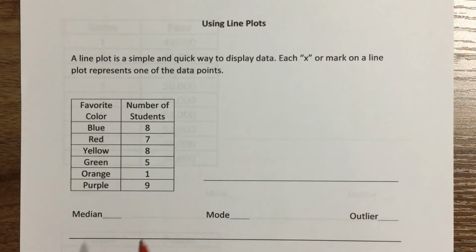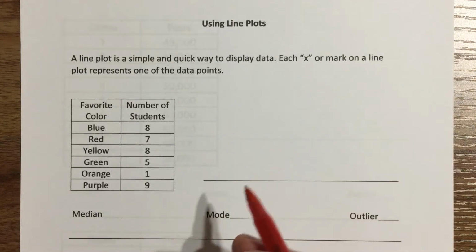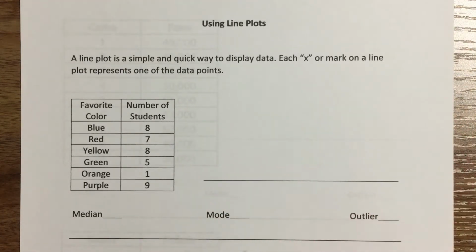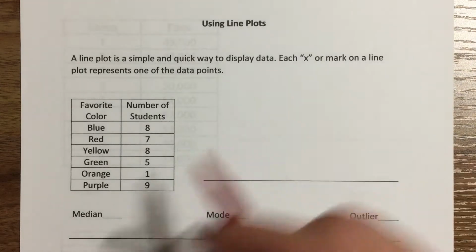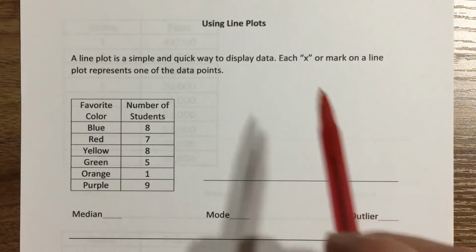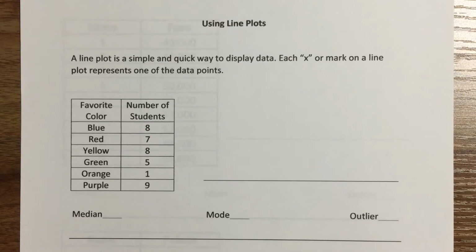Okay, so just a refresher. A line plot is a simple, quick way to display and show the data that we have. We're going to make marks or X's, whatever you want to make. A lot of times we're just going to use X's. You might see different line plots that use other things, but X's are easy to draw. Feel free to use other shapes. Each X or whatever mark you choose is going to represent one of the data points.